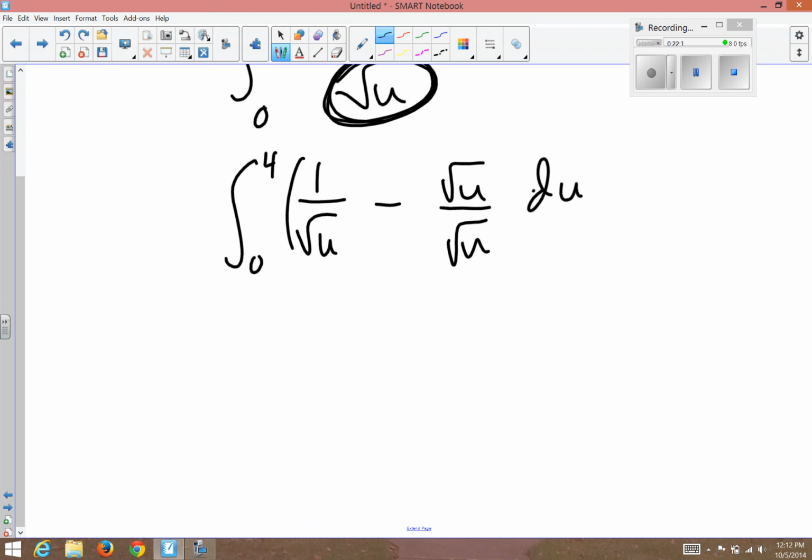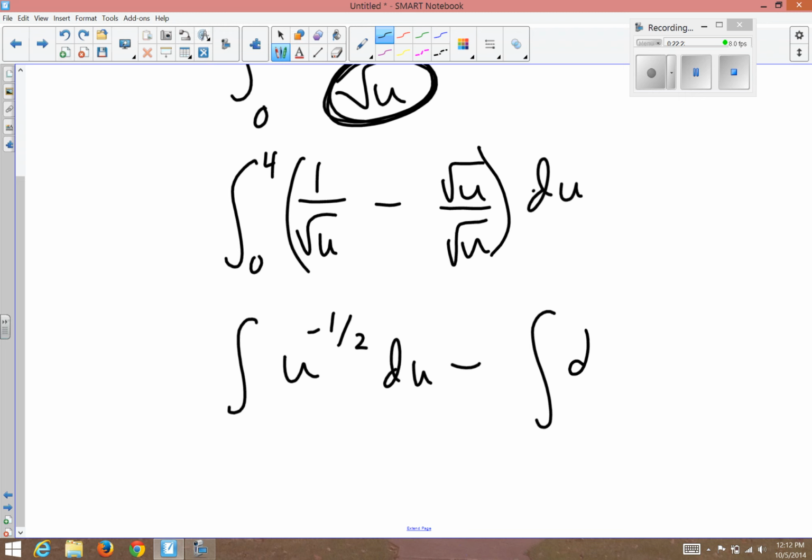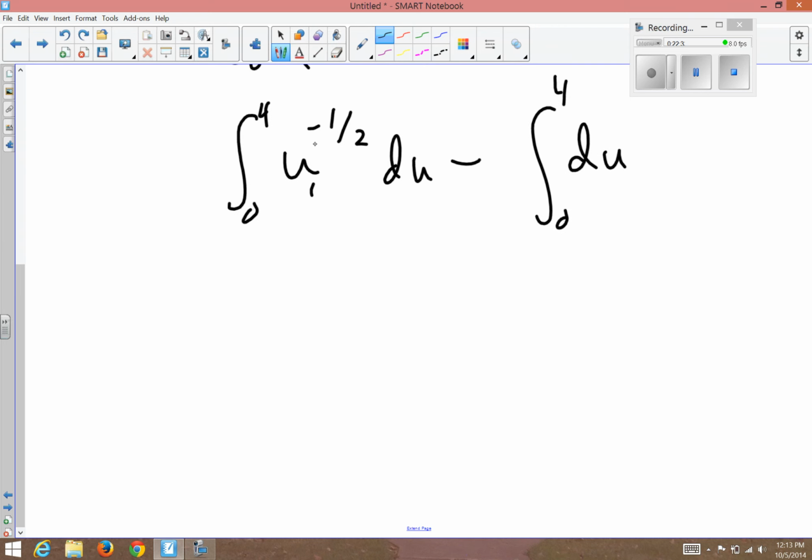Well, now that there are two terms here, you can distribute the integral symbol. You can write the integral of u to the negative 1/2 du minus the integral of 1 du, because radical u over radical u is 1. The integral of u to the negative 1/2 du is u to this number plus 1 over that same number. Don't write the bracket here. Minus, bring down, the integral of du is just u.